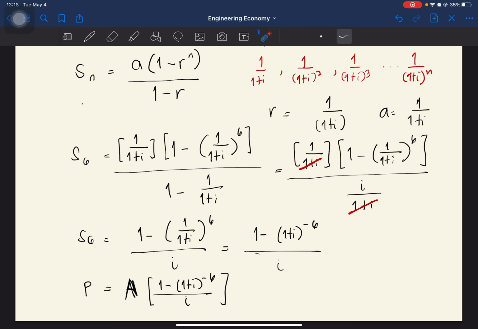Okay. But if we use this formula generally, of course, this is the formula that you need to memorize. For present worth of an annuity, P equals A times 1 minus 1 plus I raised to negative N. N is the number of payments made, not number of years, okay? N is the number of payments made. Divided by I.